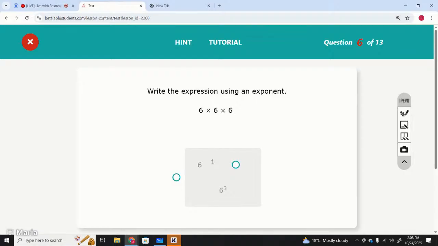Write the expression using an exponent: 6 times 6 times 6. That is 6 exponent 3. Option number 2 is the correct option.